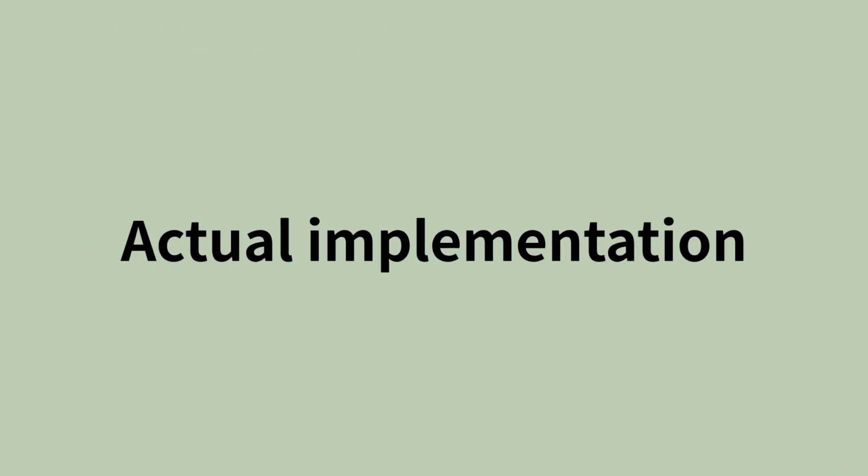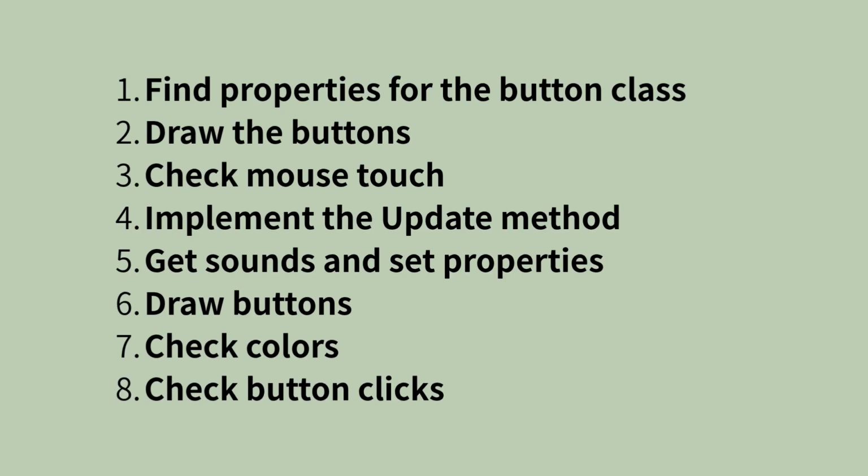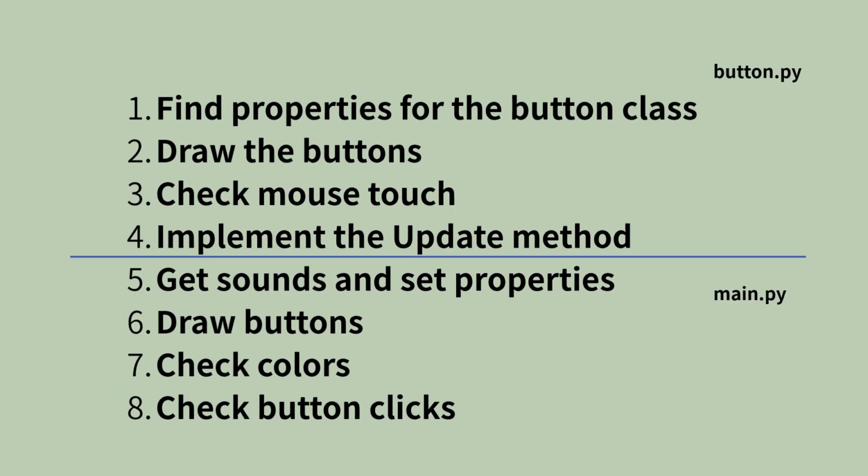Now we can move on to the actual implementation section. It looks like we only have 8 features to develop this game, and we can divide 4 features for the button.py file and another 4 features for the main.py file. Let's start finding properties for the button class.